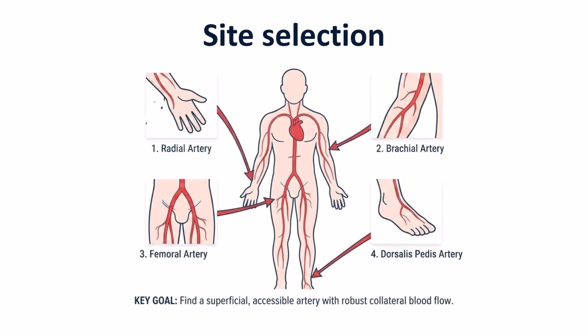When initiating invasive arterial monitoring, selecting the appropriate cannulation site is a critical first step. Several potential vessels are evaluated based on clinical context, but the primary goal remains consistent: finding a superficial, accessible artery with robust collateral blood flow.